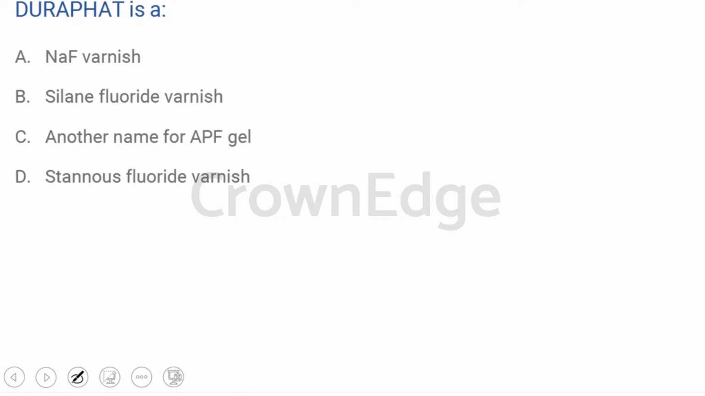Duraphat is: A, sodium fluoride varnish; B, silane fluoride varnish; C, another name for APF gel; D, stannous fluoride varnish. So varnishes are basically available as Duraphat and Fluor Protector. Duraphat here is actually a sodium fluoride varnish. Here you have 6 grams of sodium fluoride, which is dissolved in an alcoholic natural organic solution. So that is Duraphat, and the amount of fluoride available with this Duraphat solution is 22,600 ppm.